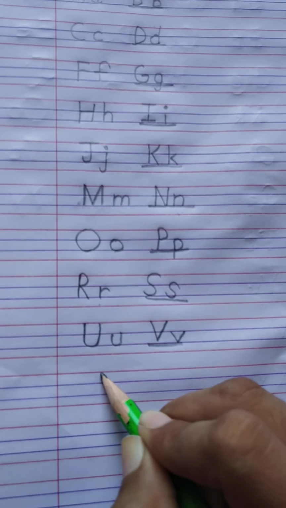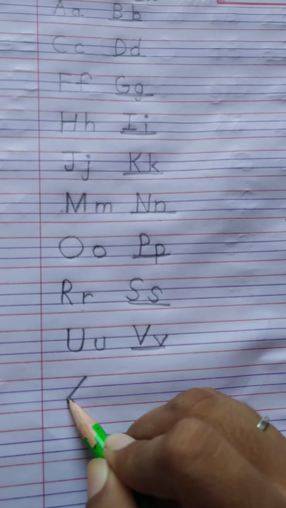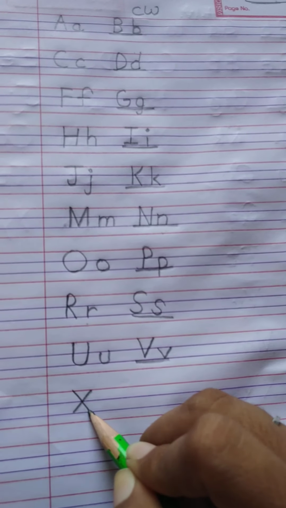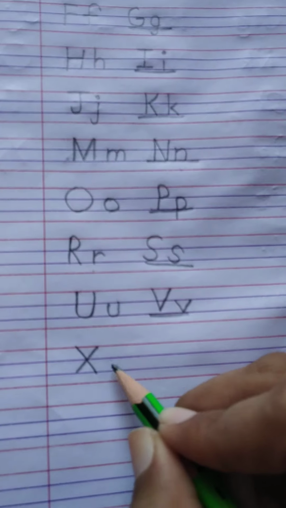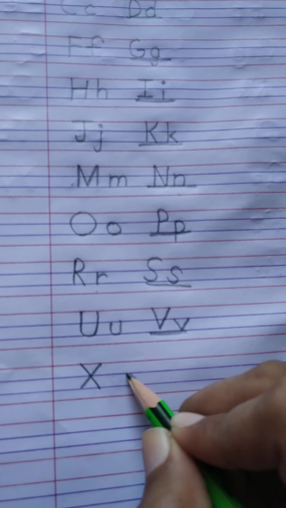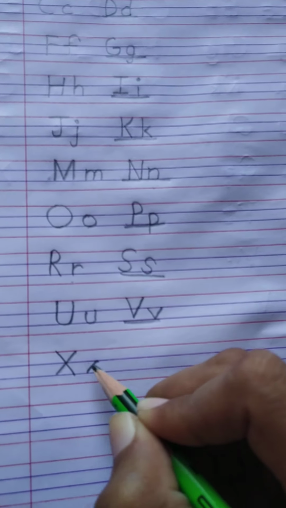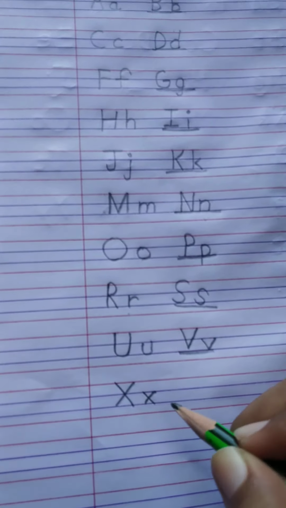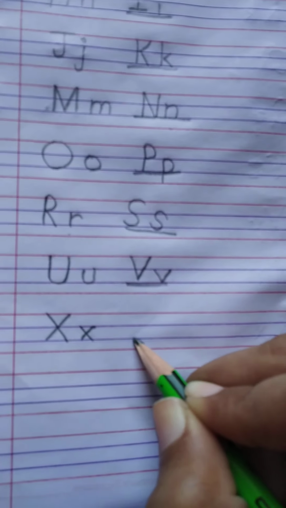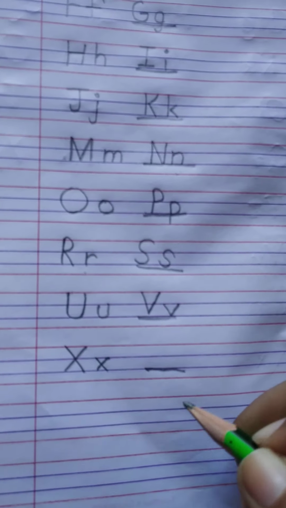In next line, letter X. Slant line, again slant line. This is capital X. Now small x in which line? Blue line. Yes. Slant line, again slant line. This is small x. Now after x, which letter, children?